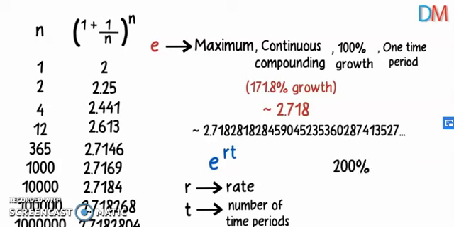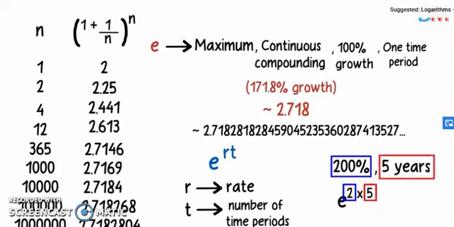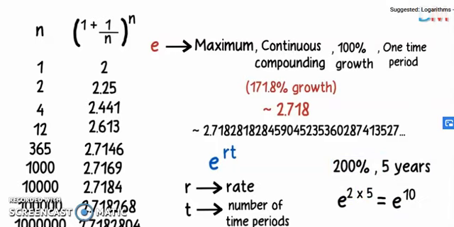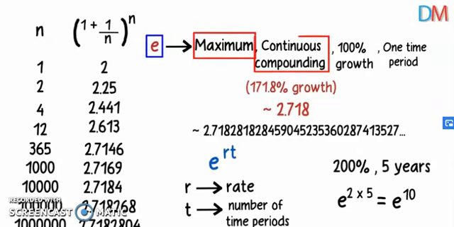So if we have a 200% growth for 5 years, then it would be defined as E to the power 2 times 5. We squared E to include 200% growth and we raised it to 5 as the 5 time periods. It will give us E to the power 10. E is nothing but the maximum possible result.